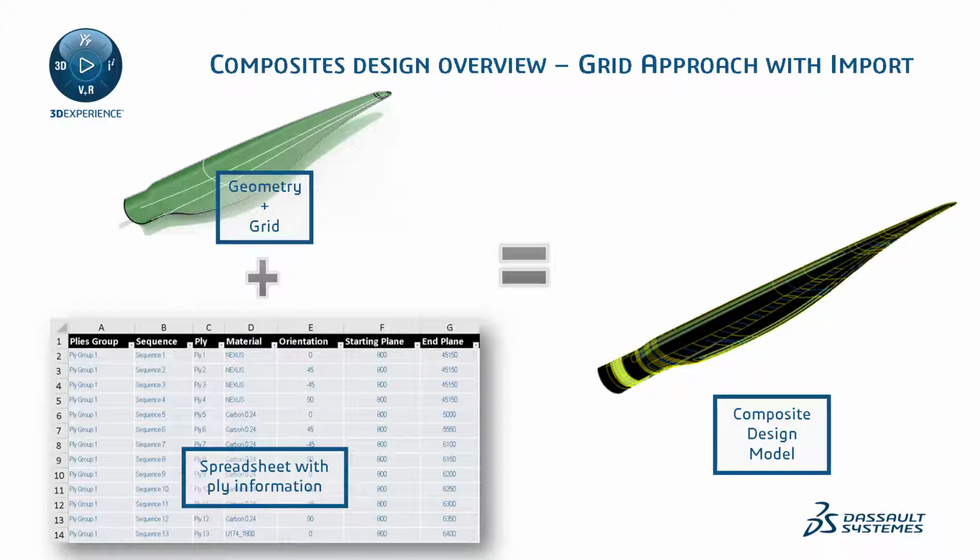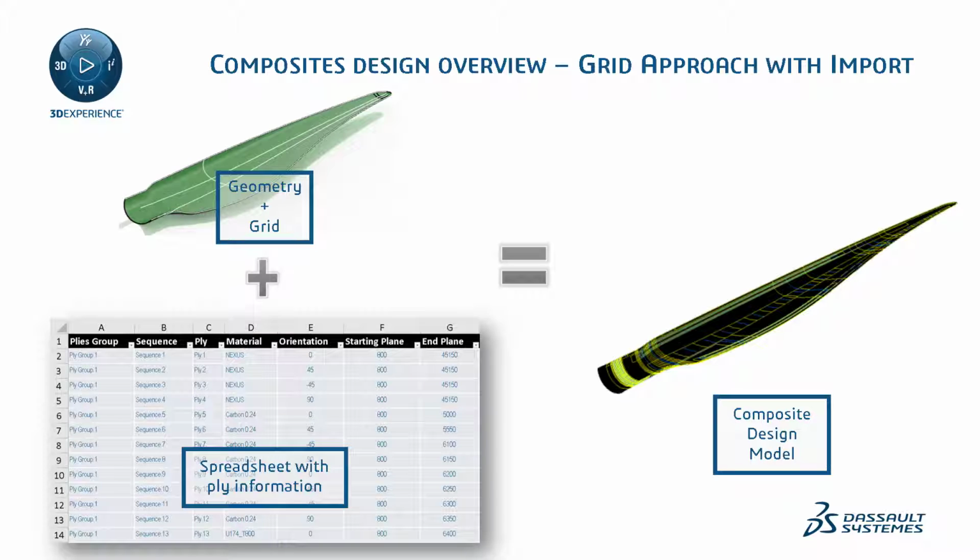In the example shown, the spreadsheet captures plies group, sequence, ply, material, orientation, starting and end planes, left and right limits, as well as the associated offsets. The user typically will define the left and right limit inputs as structural reference elements for the grid. This allows the user to ensure the offset direction is correctly associated with the parent limit.